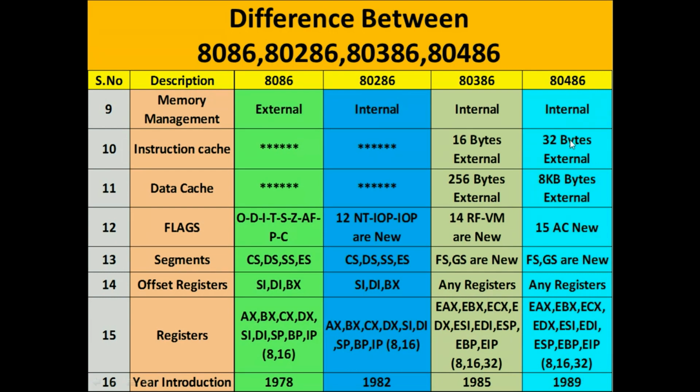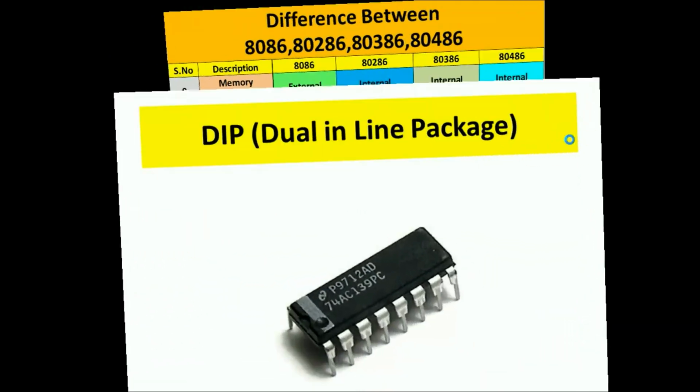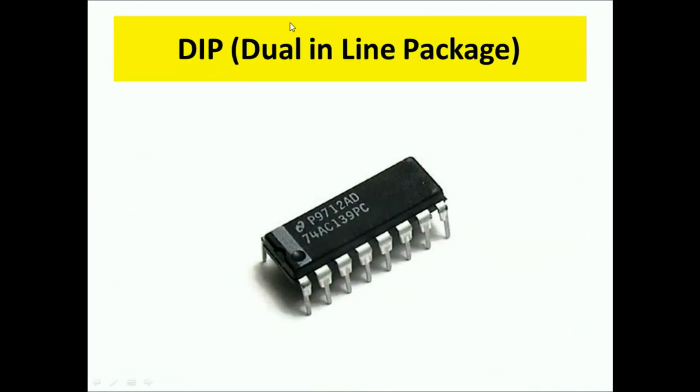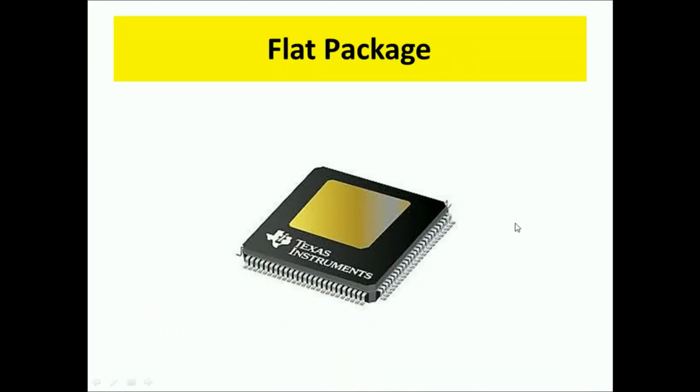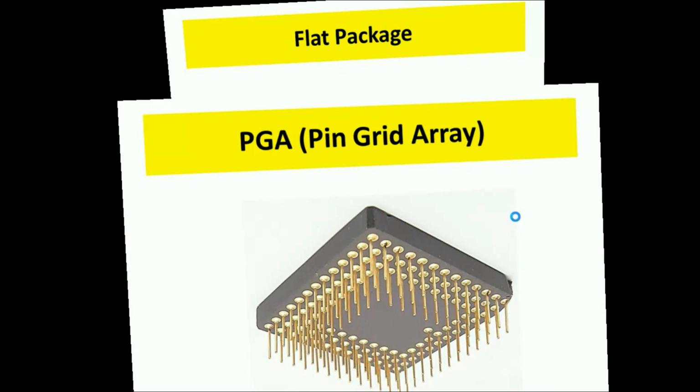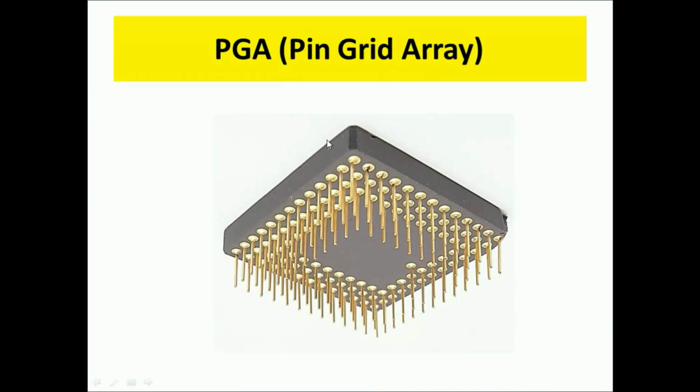So let us see the different types of packages that we discussed in previous slides. Here this is a dual inline package. This chip is packaged in DIP. This is the physical view of the chip. And next one is the flat package. Here this chip uses a flat package type. And finally we have the pin grid array type. This is the pin grid array.